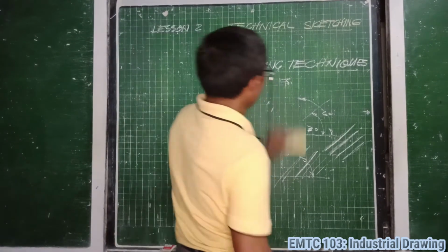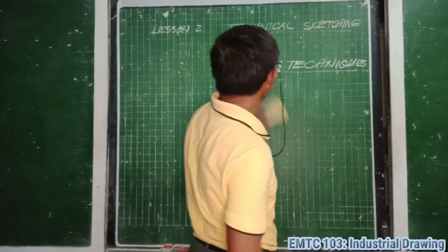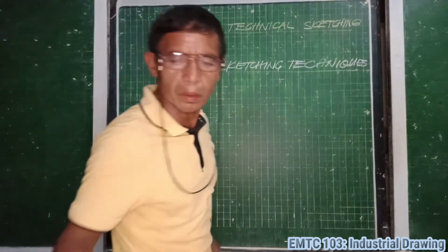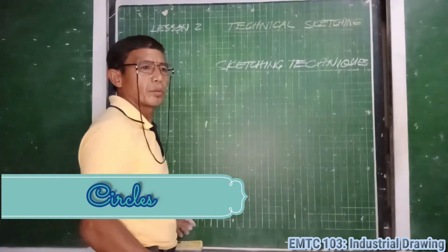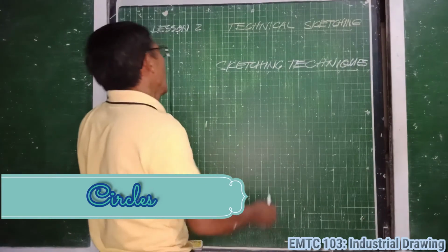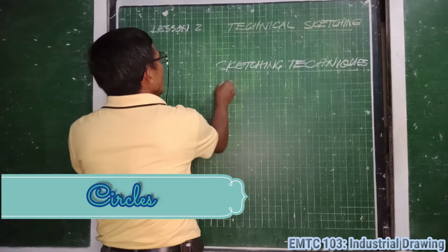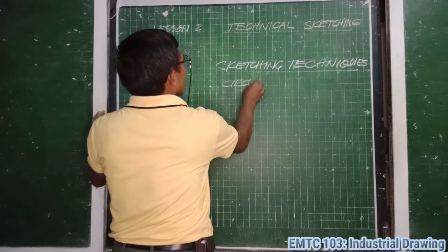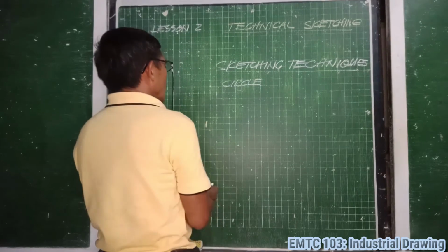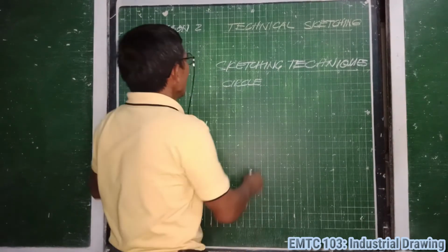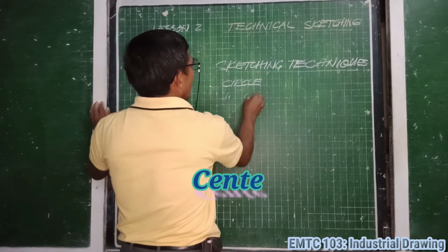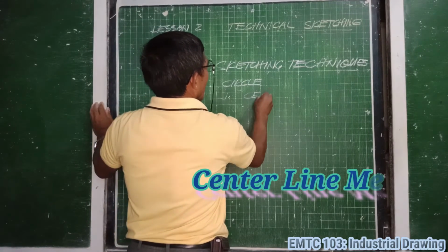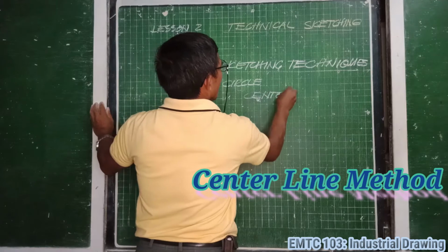Another thing that we're going to sketch is the circle. A circle has a diameter and radius, and other parts you should also know. So how are we going to sketch circles? Alright, there is what we call the center. Method number 1 in sketching a circle is the center line method. How is the center line method done?